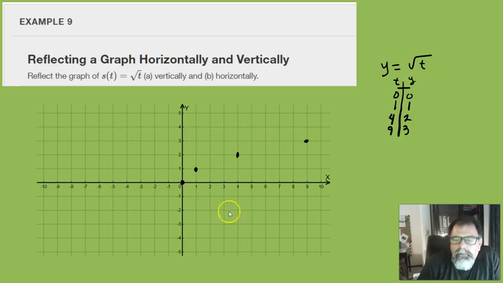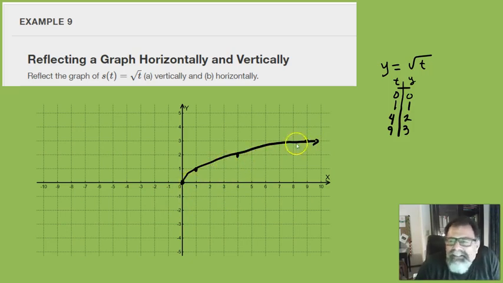Oops. It's kind of hard with this tablet I'm using. But anyway, kind of bad, but close enough.